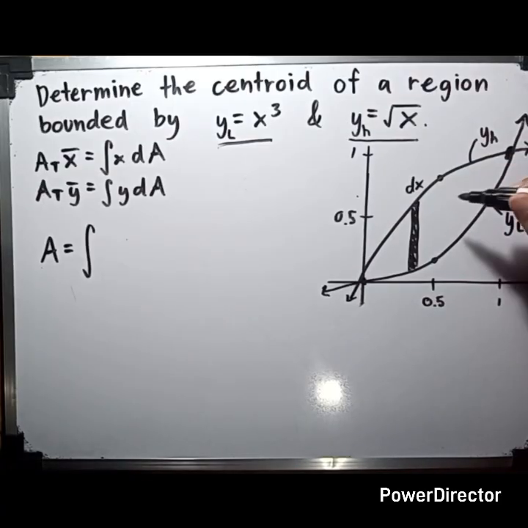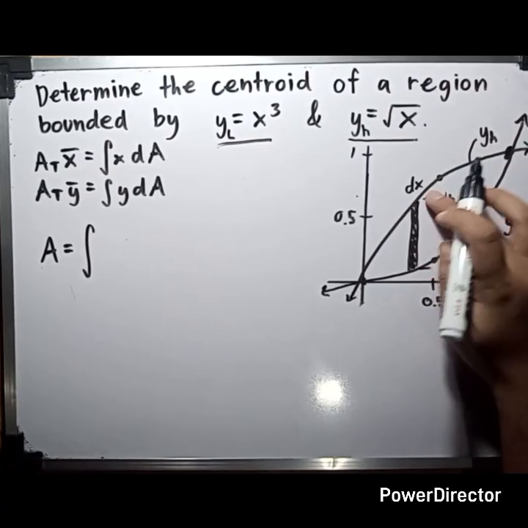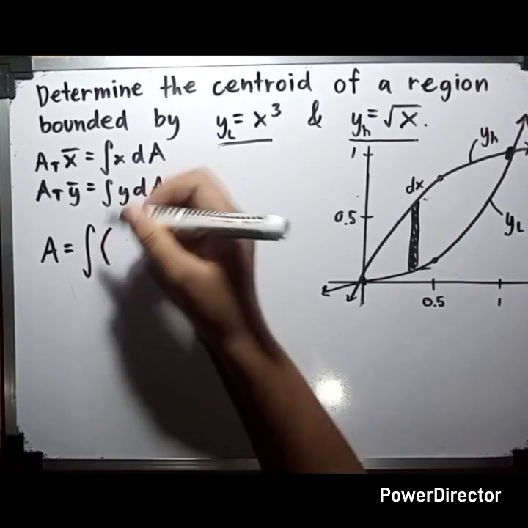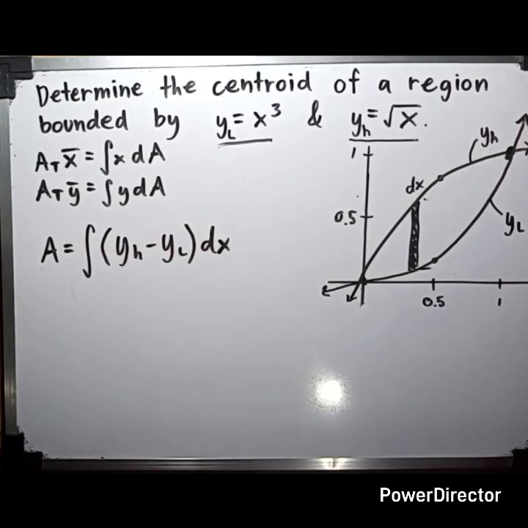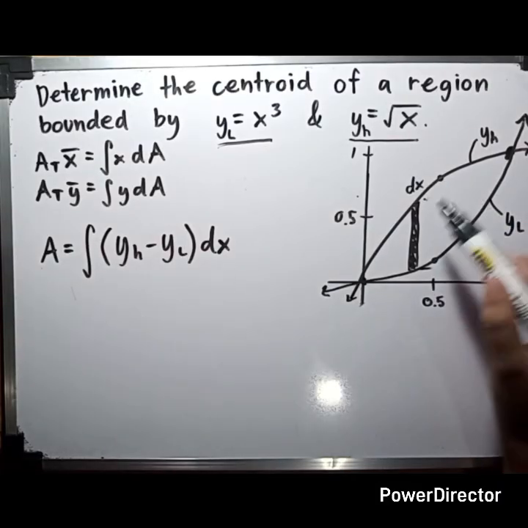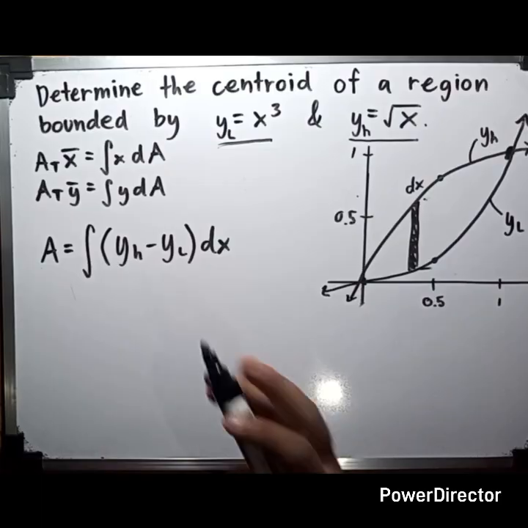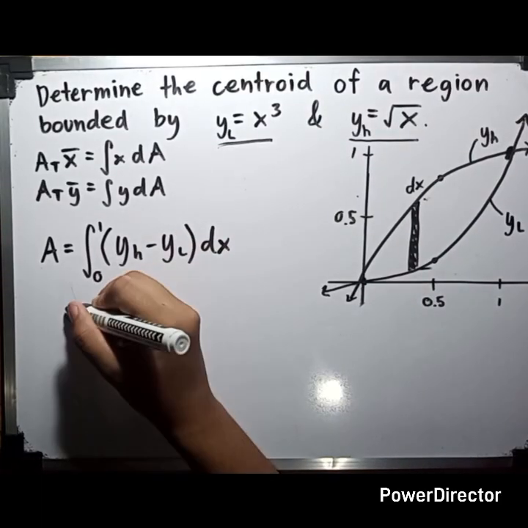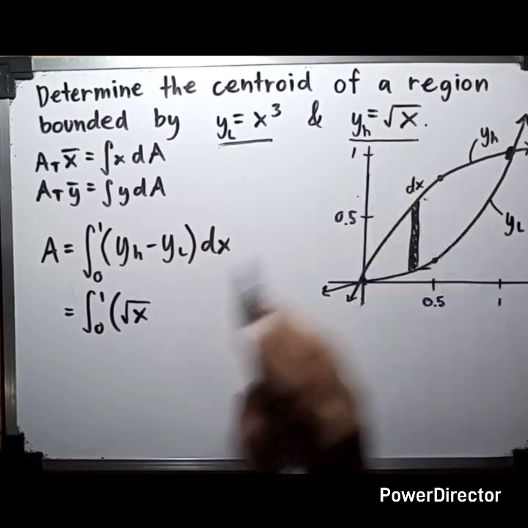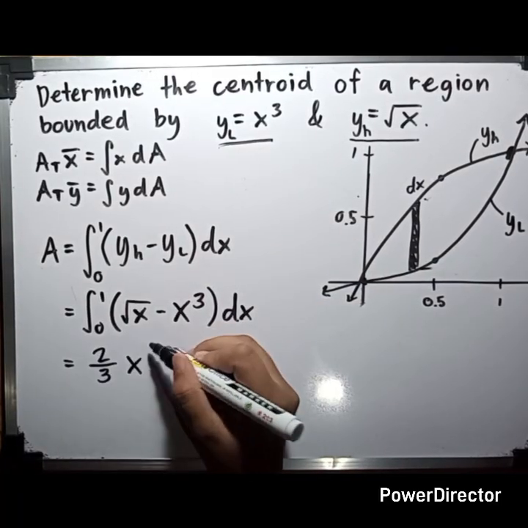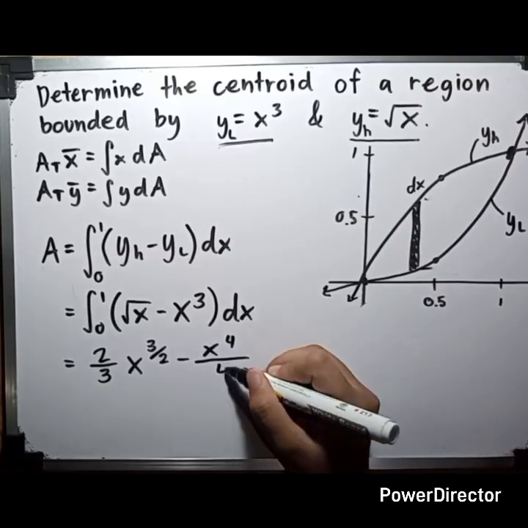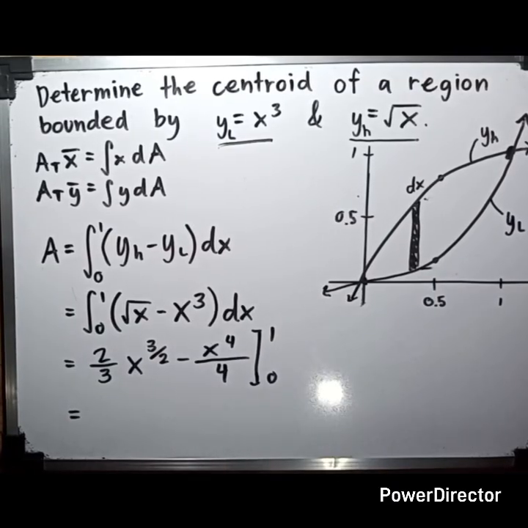I'll be using a sample of a vertical strip. Then it's the quantity y high minus y low times dx. Then the limit starts from 0 to 1, since dx depends on how far horizontally. Input the value in terms of x, integrate, and solve. The total area is 5/12 square units.